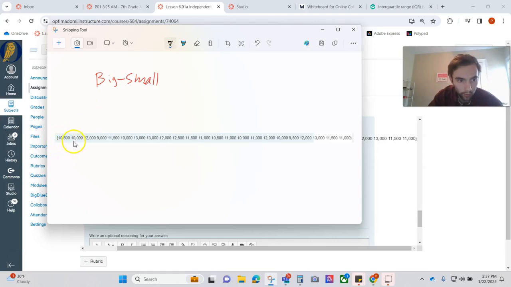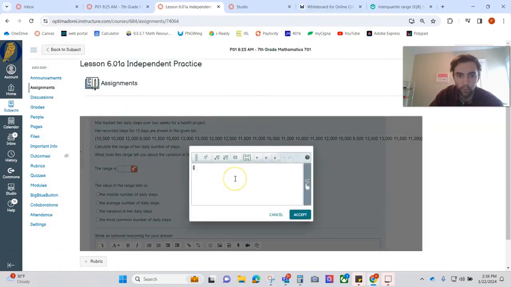I'm going to look for smallest first. So there's 10,000. Oh, here's 9,000. That looks smallest, maybe. Let's keep looking. Is there a number smaller than 9,000? Nope. 9,000 is the smallest number. Now, let's look for the biggest number. 12,000 looks pretty big. Nope, 13,000's bigger than 12,000. No number bigger than 13,000 here that I saw. 13,000 minus 9,000 is 4,000.